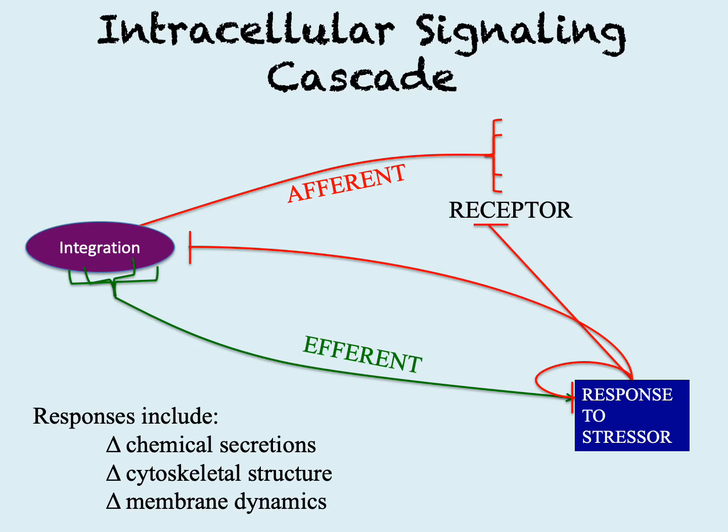The responses that we see here are going to be a change, the delta signal: a change in chemical secretions, a change in cytoskeletal structures, or a change in membrane dynamics. Now, whenever we look at these pathways, there's two distinct types of arrows that you'll see. One is the directional arrow. That means that we're leading to something. And the other is the blunted arrow, the arrow with the flat face. That means that we are attempting to inhibit.